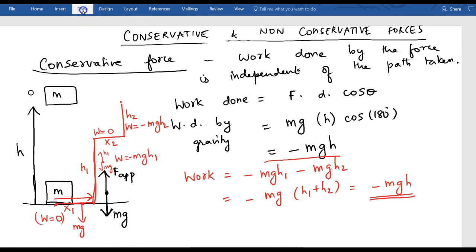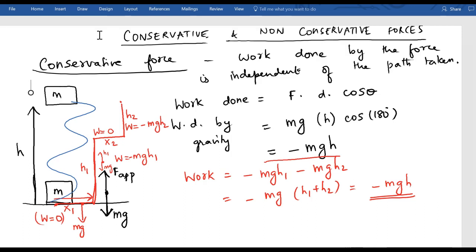So this argument can be extended even if you have a winding path like this, because any such path can always be broken down into horizontal and vertical displacements, and the work done during horizontal displacements is always going to be 0. But the work done during vertical displacements will add up to give the same thing. So since work done is independent of the path taken, we can say that gravitational force is a conservative force. With such a conservative force, you can associate an energy with the configuration or position of the system, and that is what we call potential energy. Let's come back to that a little later.